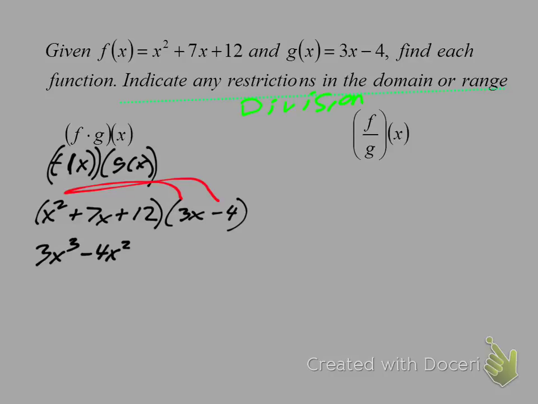Once you do that, we go to the next one, the 7x, and do the same thing. 7x times 3x, 7x times negative 4. So 21x squared minus 28x. And then we go to 12 and do it again. So 12 times 3x is 36x, minus 12 times 4, 48.